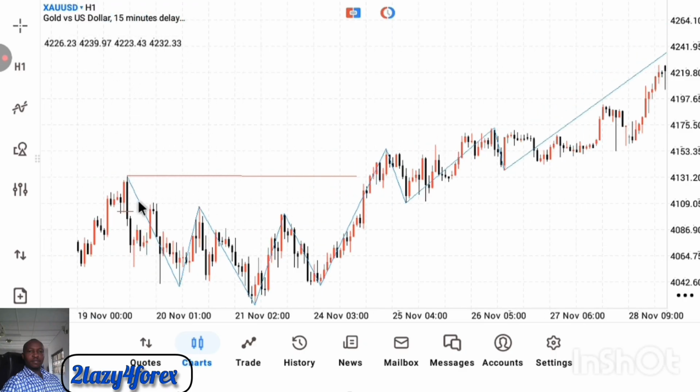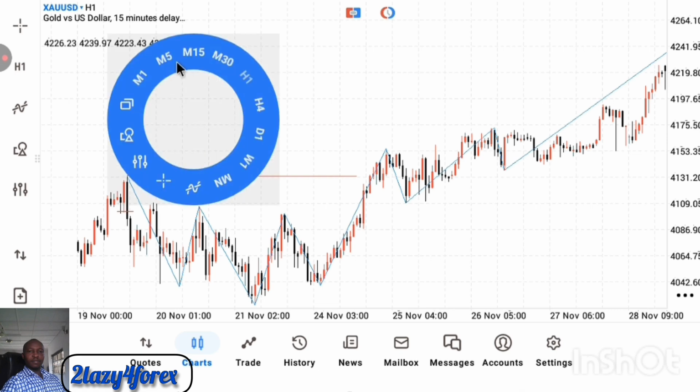We are on the 1 hour chart. It is on the 1 hour chart you confirm the break of the highest low. Then you dive into your 15 minutes chart. We are basically going to be using 1 hour and 15 minutes chart. 1 hour is the bigger picture. The 15 minutes is the analysis chart. So let's go to the 15 minutes chart.